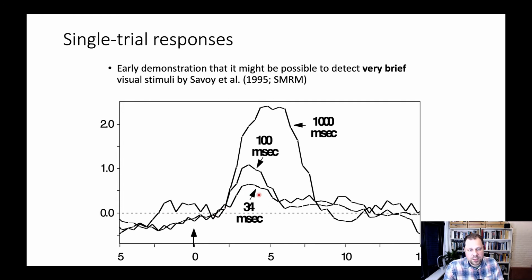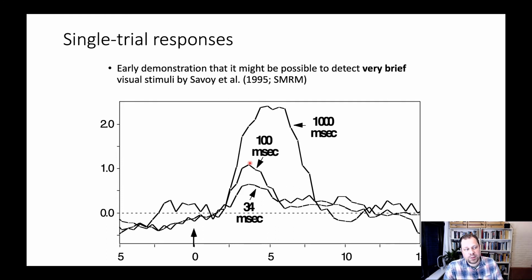It's small, but it's observable when you average a signal, obviously. And then it gets a little bit larger for 100 millisecond stimuli, and even larger for 1,000 millisecond stimuli.